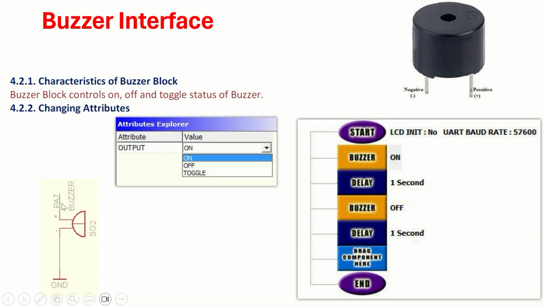If you say on, then what will it do? This pin, PA7, will apply 5 volts. Whatever potential you apply, due to the potential difference, current will start flowing, and that current is converted into some audio sound. If you say off, then 0 volts is applied and no current flows, because the potential is the same in both places. If there is no potential difference, no current will flow, so naturally there is no energy conversion.